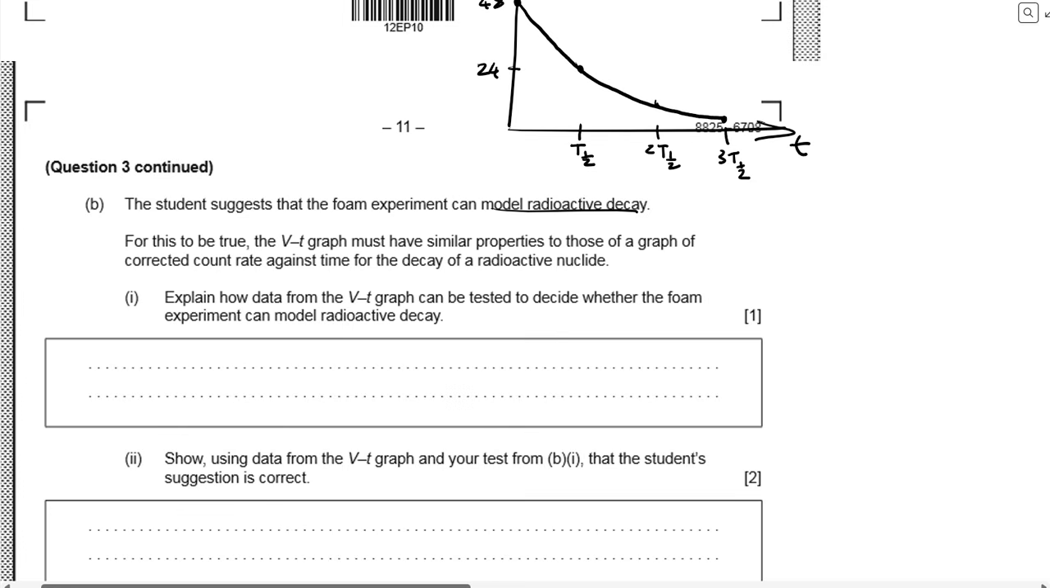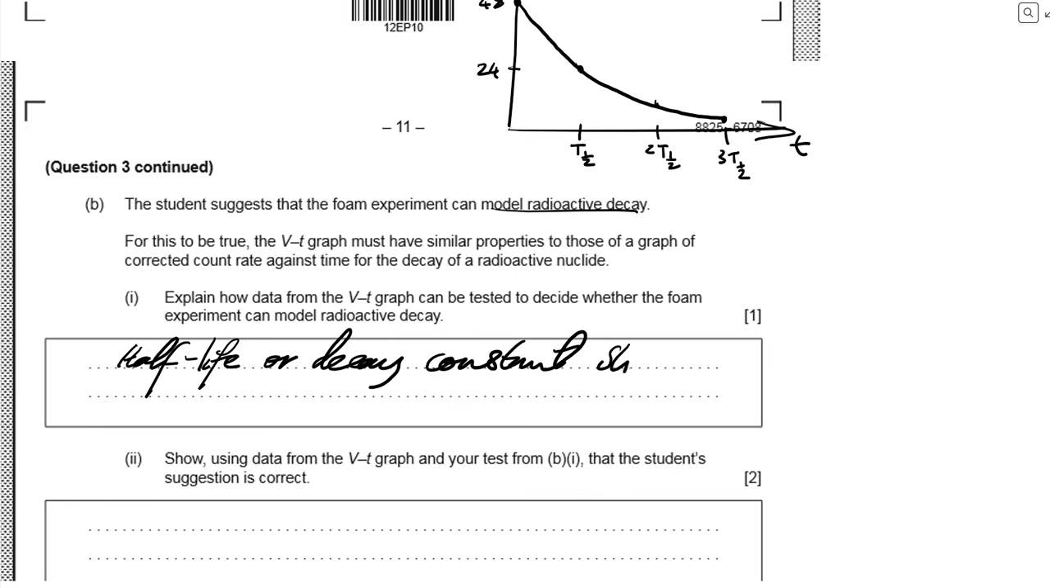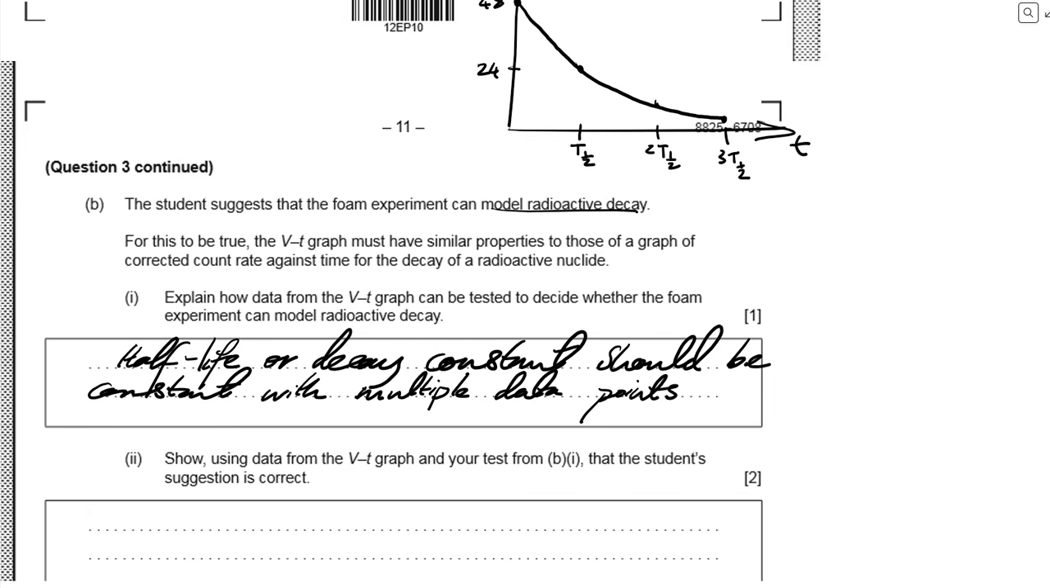And so what we can say here is there should be a constant half-life, or the decay constant should be constant, with multiple data points. So if I test, for example, 48, 40, and around 20, I should get the same time difference. I should get the half-life as the time difference. And so we can check that using multiple data points.